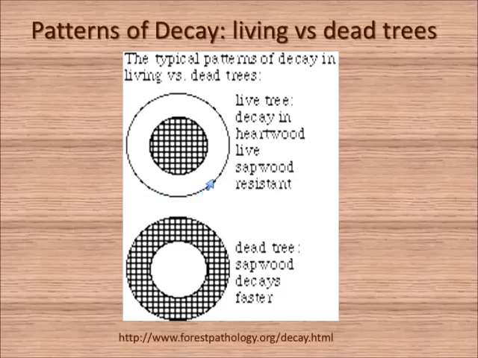So in live trees, the decay is usually in the center, in the heartwood of the tree. Whereas in dead trees, once the tree is dead and cannot actively defend itself against decay, decay is usually in the sapwood, what used to be the living part of the tree, which is very susceptible to decay once the tree has died. So usually live trees decay from the inside out, and dead trees decay from the outside in.